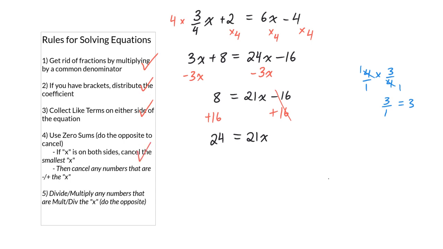Last step is to, again, divide anything that is multiplying the x. Right now I have a 21 multiplying the x, so I divide by 21 on both sides. And this gives me that x is 24 over 21. However, that is not my final answer. Anytime we have fractions, we check to see if we can reduce. In this case, I can divide top and bottom by 3 to give me that x is 8 over 7.